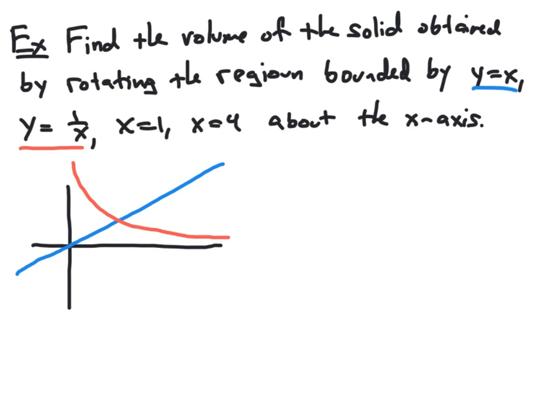And that is sketched in red. And then we want to look at this region from x equal 1 to x equal 4. Well, x equal 1 we actually know is the point where these two curves will intersect, and x equals 4 will be over here somewhere.